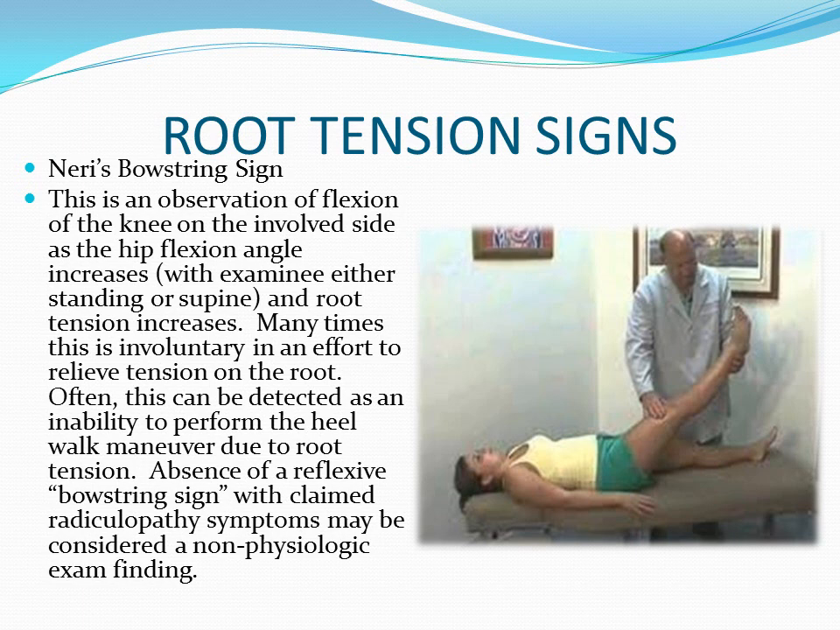So how would Neri's bowstring sign manifest itself throughout the course of the physical exam? Well, sometimes this can be detected as an inability to perform the heel walk maneuver, because recall the heel walk maneuver requires strong dorsiflexion at the ankle, similar to performing a Braggard's maneuver. That would be evidence of a hot radiculopathy, because with the heel walk maneuver there is no hip flexion angle. The hip flexion angle is 0, but there is strong dorsiflexion at the ankle, which could provoke nerve root symptoms.